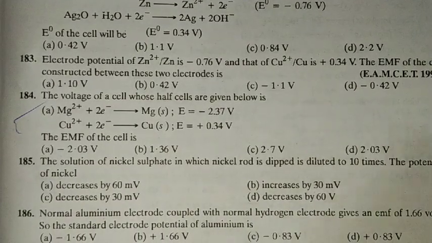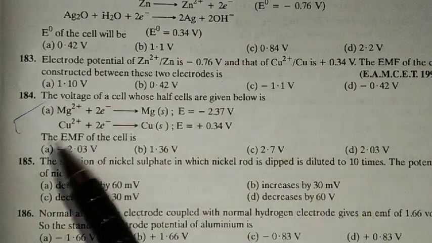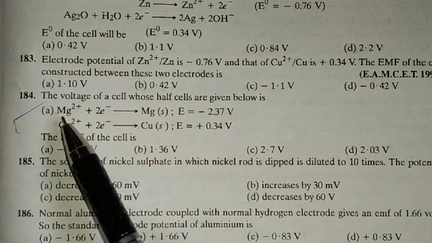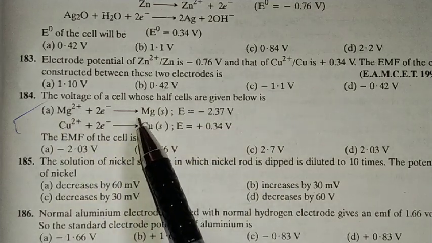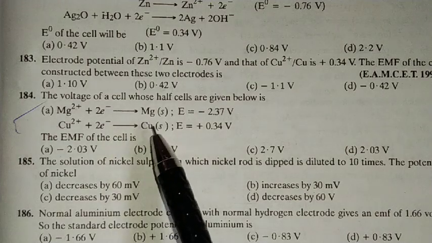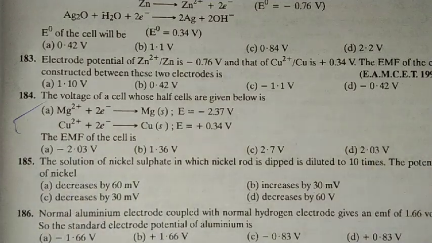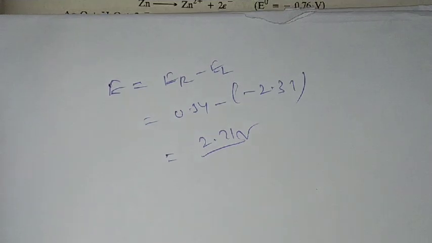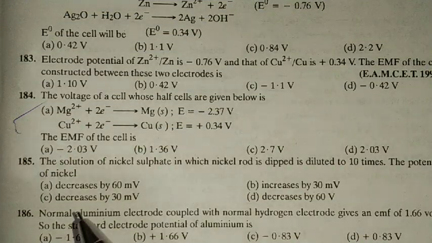Once again, observe here the voltage of the cell whose half cells are given below. Magnesium 2+ to magnesium, reduction potential given. Cu2+ to Cu also reduction potential given. EMF of the cell is nothing but the same formula, E right minus E left, 2.71. Is it okay? Right.